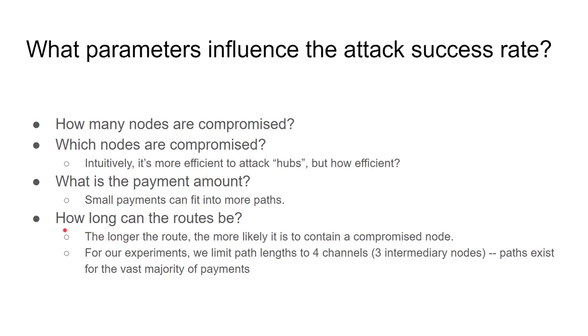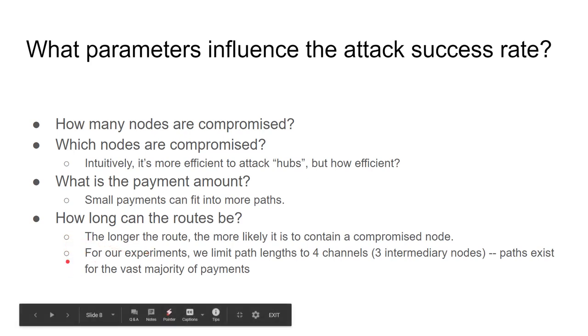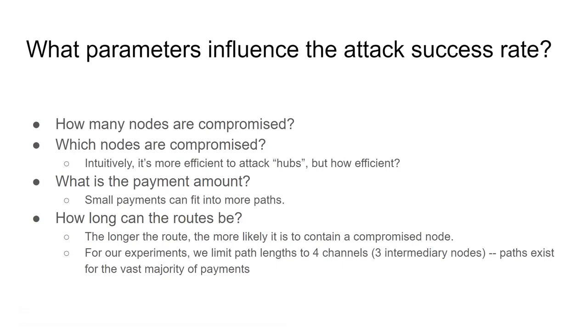And how long the routes can be is also important, because for longer routes, it is more likely to stumble upon a compromised node. But for our experiments, we limit the path lengths to 4 channels, which means 3 intermediary nodes. We also show in the paper, in this graph, that for most common payment amounts, for smaller and medium-sized payments, this is basically enough so that at least some paths exist for a given payment from a random sender to a random receiver. This means that in real life, as the real Lightning implementations also optimize, among other things, for shorter routes, we think that our results are applicable in the real world as well.